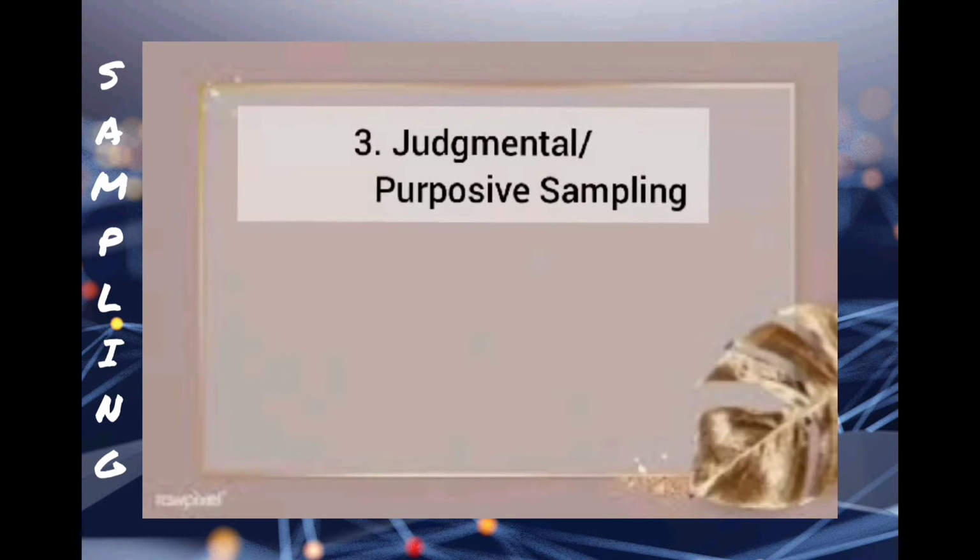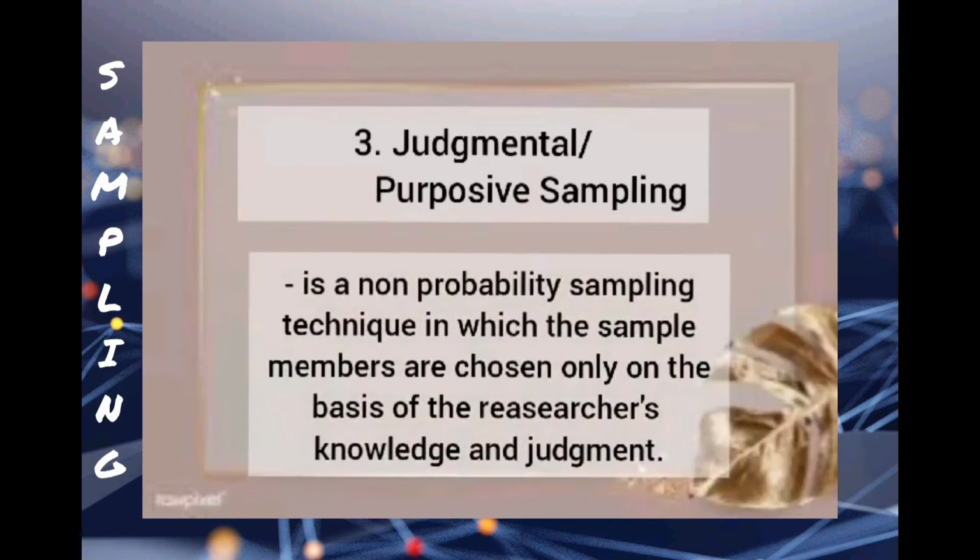The third type of non-probability sampling is judgmental or purposive sampling. Judgmental or purposive sampling is a non-probability sampling technique in which the sample members are chosen only on the basis of the researcher's knowledge and judgment. The researchers choose only those people who they think fit to participate in the research study that they will be conducting.